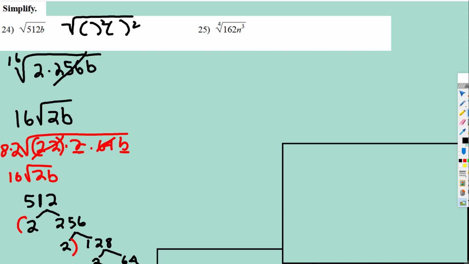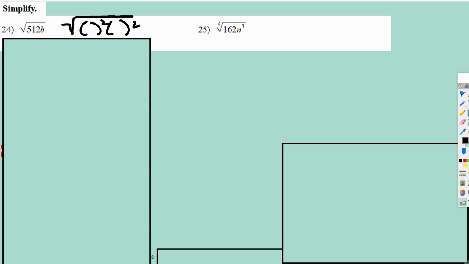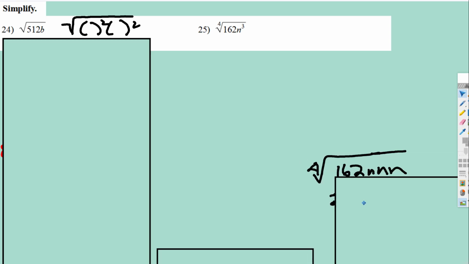All right, I'm going to cover all of that up. Now, 162. Look at this as n cubed. Well, n cubed will never get to the fourth power. So your final answer will have an n cubed in it. And I think what I did below is the factor tree.